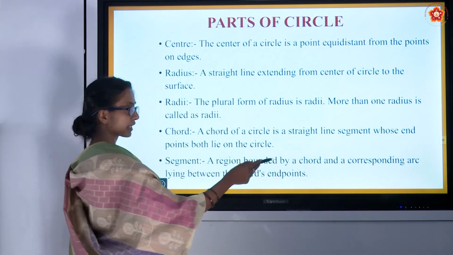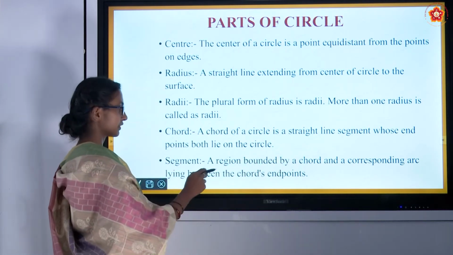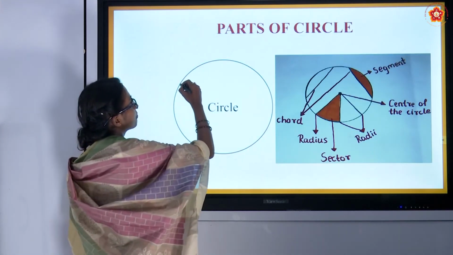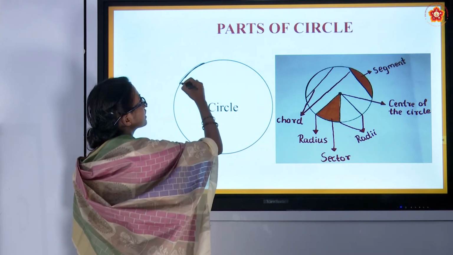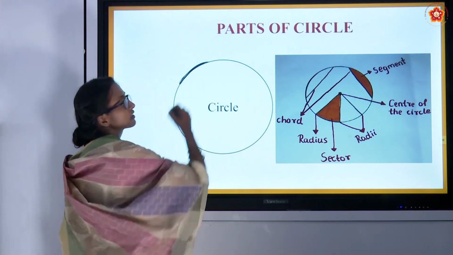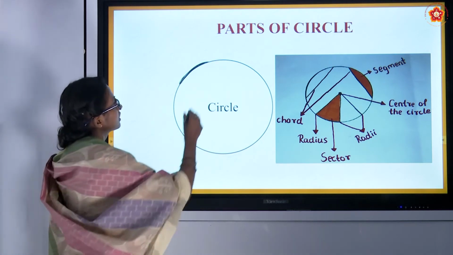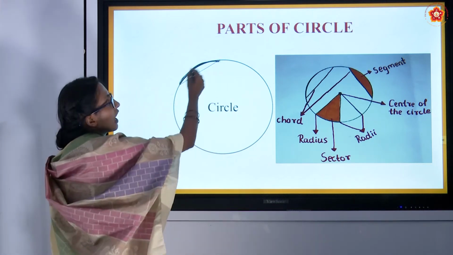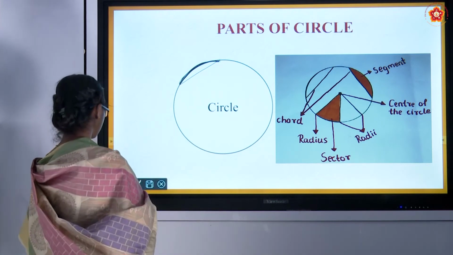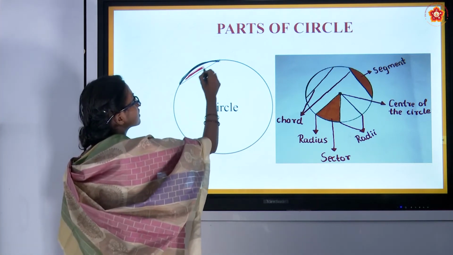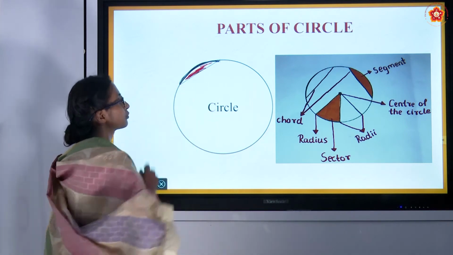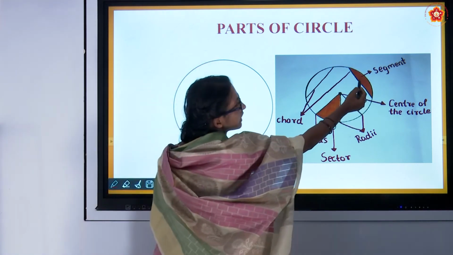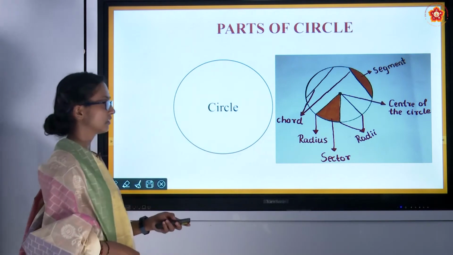Segment, a region bounded by a chord and the corresponding arc lying between the chord's endpoints. Say, a part of a circle, we can call it an arc. Okay, this is said to be an arc. If there is a chord like this, arc and chord, they both bound this region, right? This is said to be what? Segment. Here it has been marked, segment.